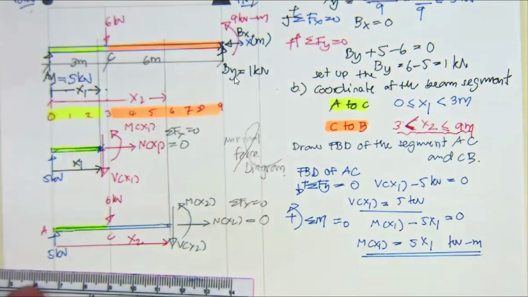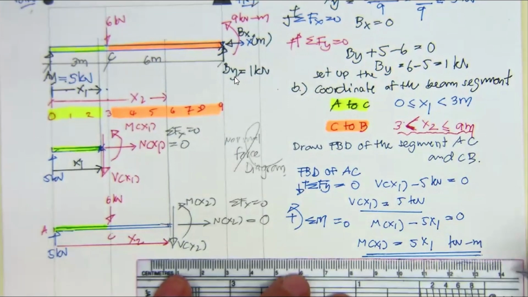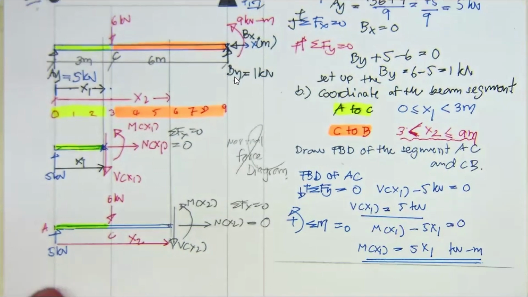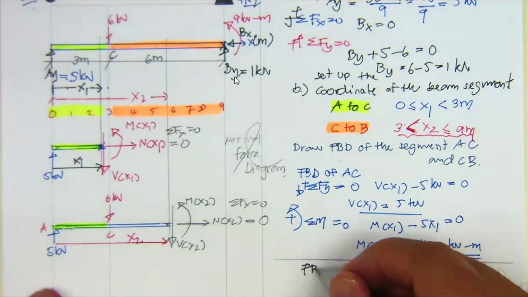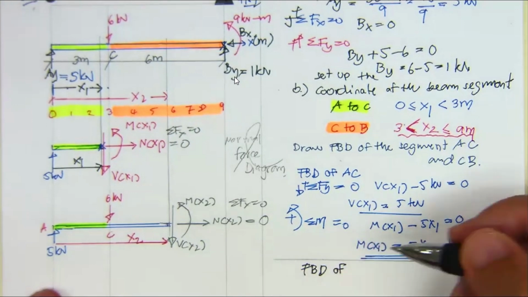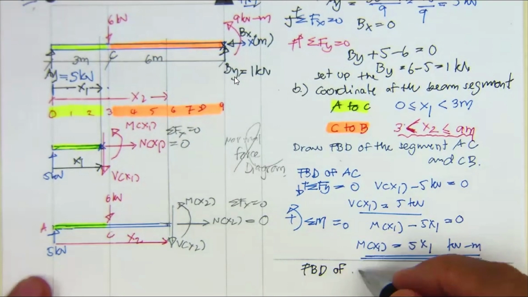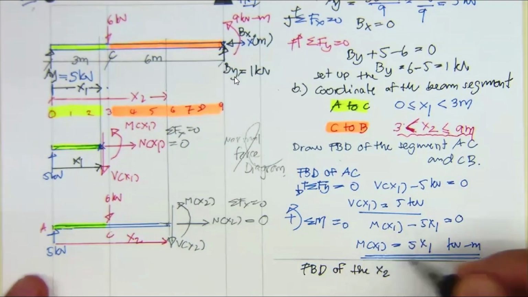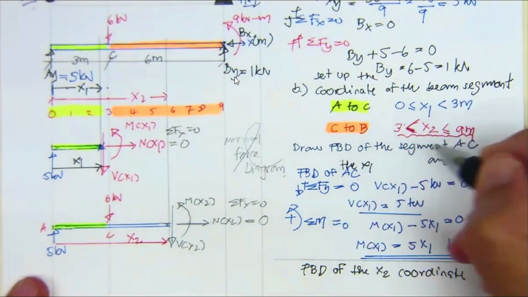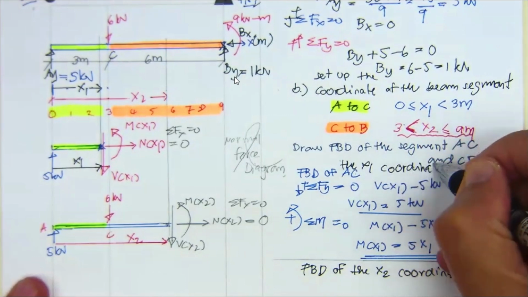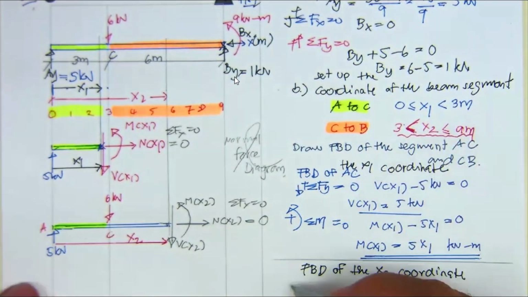You don't need to write this one. Only the shear force diagram and the bending moment diagram are important. Then, for the second portion, we consider the free body diagram of the x2 coordinate. Let me put this one, x2 coordinate. This one is the free body diagram of the x1 coordinate. Now, based upon this one, do the same thing.